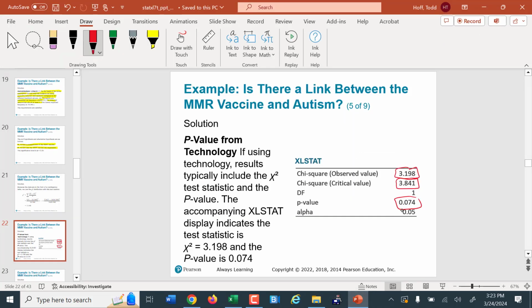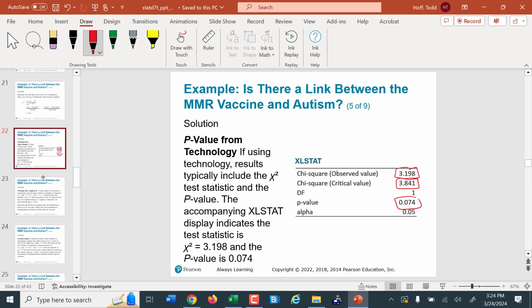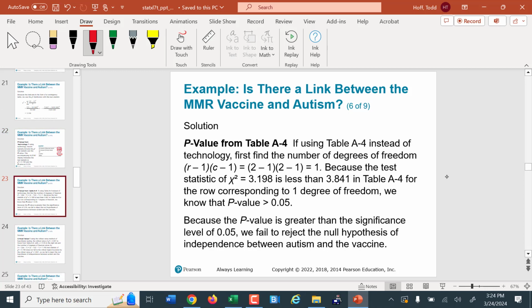So that is bigger than 0.05, so we fail to reject. The test statistic is less than the critical value. The test statistic of 3.198 is less than the critical value of 3.841, so we fail to reject. The p-value of 0.074 is bigger than the alpha of 0.05, so that confirms we fail to reject the null hypothesis.